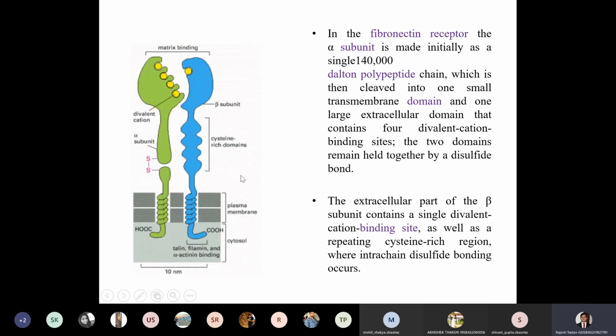There are two units present, the alpha unit and the beta unit. Now the alpha and beta unit composition may be different. How many alpha units, whether 2 or 5, is another point. But if there is one alpha unit and one beta unit, what is the structure of this? The green one is the alpha unit, and the blue one is the beta unit.